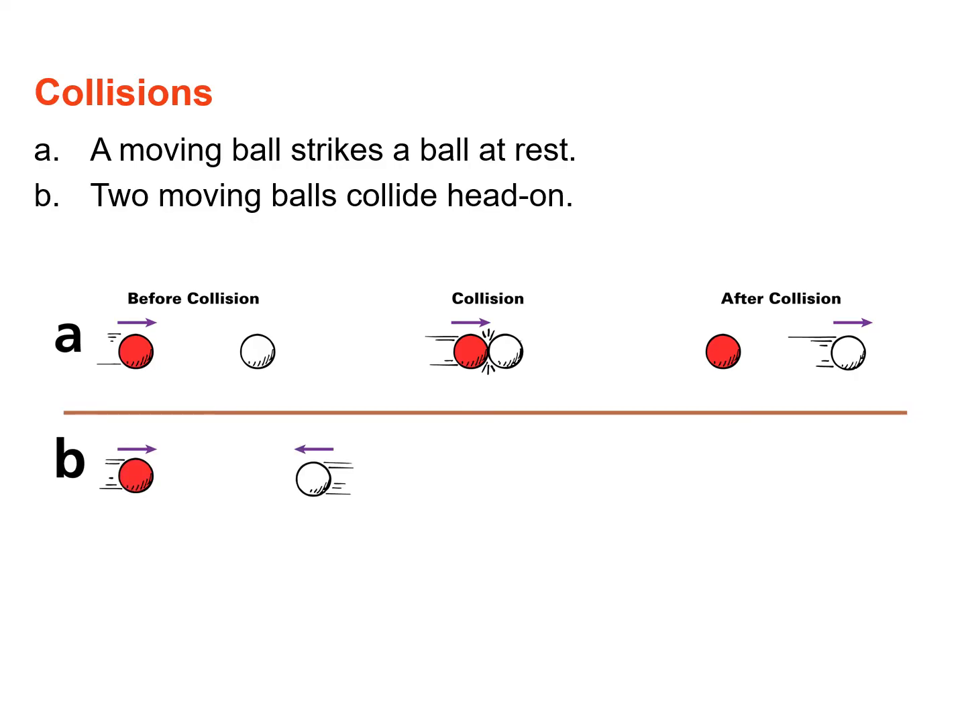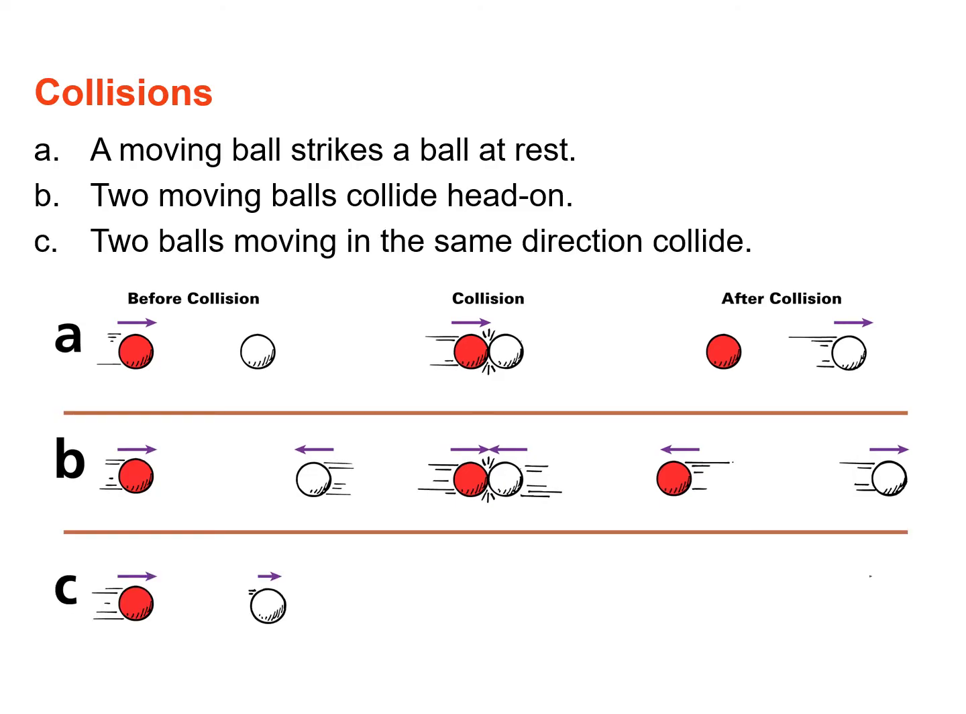If both are traveling and they're traveling at each other, then it would depend on their masses and their speeds. So let's say they had the same masses and the same speed, but in the opposite direction. They could actually collide together and bounce apart. And they would be moving with the speed of the opposite ball. So the red one goes off to the left at the same speed that the white one used to be going.